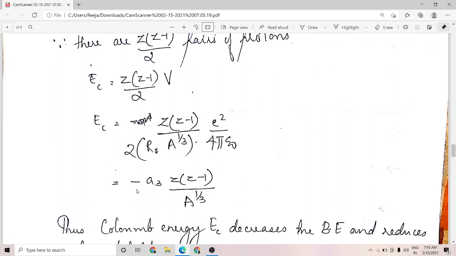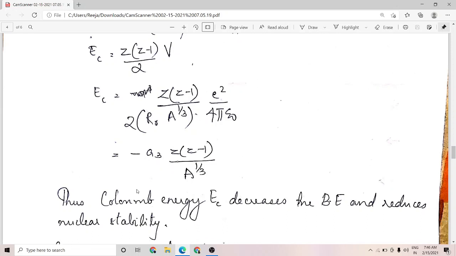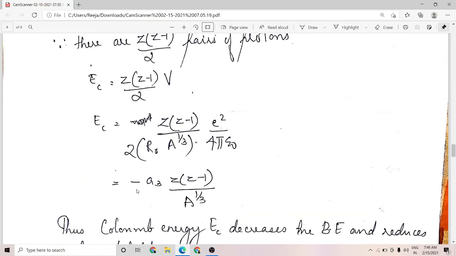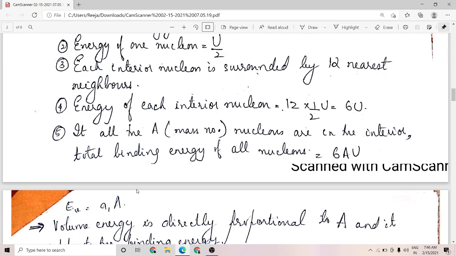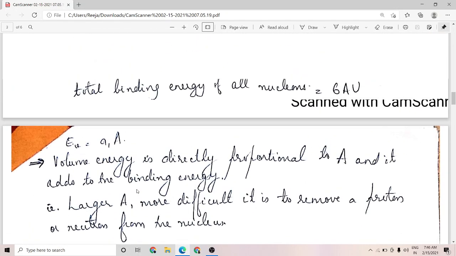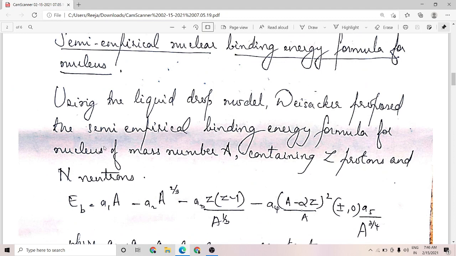As the number of protons increases inside the nucleus, the Coulomb repulsion will increase, and the Coulomb energy will thus decrease the binding energy. That means binding energy is the energy required to hold the nucleons together, or the energy required to disintegrate the nucleus. So the binding energy gets reduced because of the repulsion between the protons, and it reduces the nuclear stability.